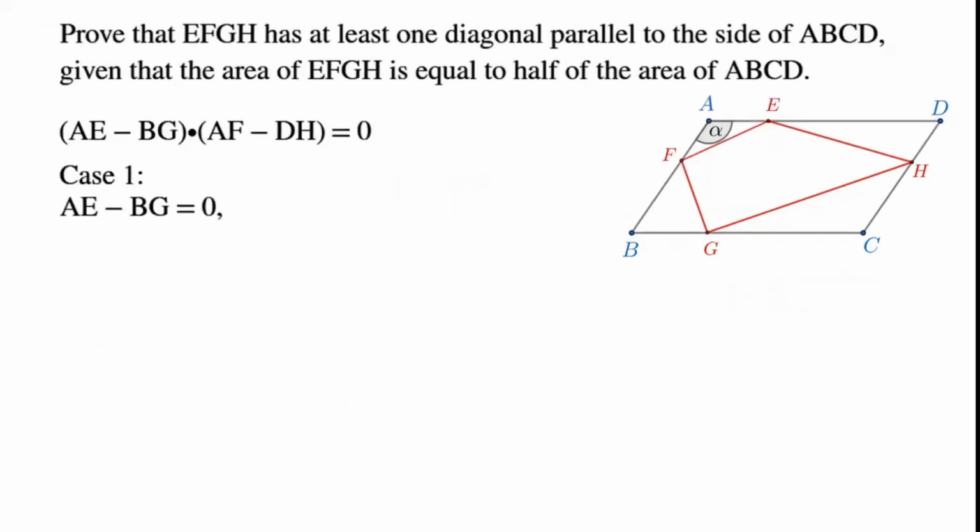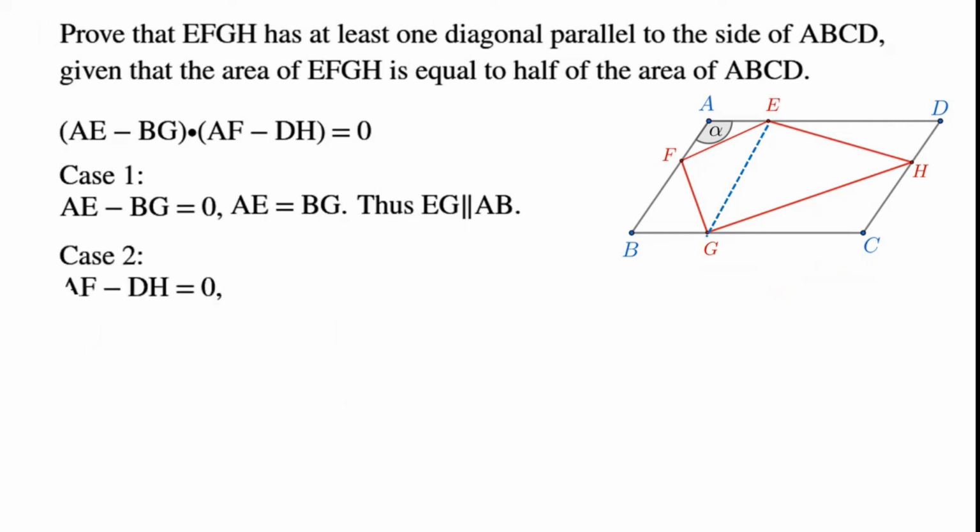Case 1: AE minus BG equals 0. So AE equals BG. Thus, EG is parallel to AB. Case 2: AF minus DH equals 0. So AF equals DH. Thus, FH is parallel to AD.